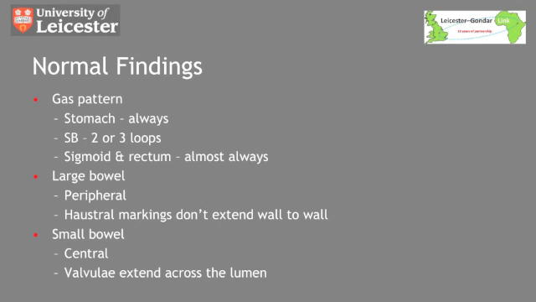The next important step is to know the difference between the appearance of large and small bowel. The large bowel tends to sit around the edge of the abdomen, and the haustral markings do not extend the whole way across the lumen, whereas small bowel tends to sit more centrally, and the valvulae extend across the whole lumen, giving the appearance of a line going across the lumen.